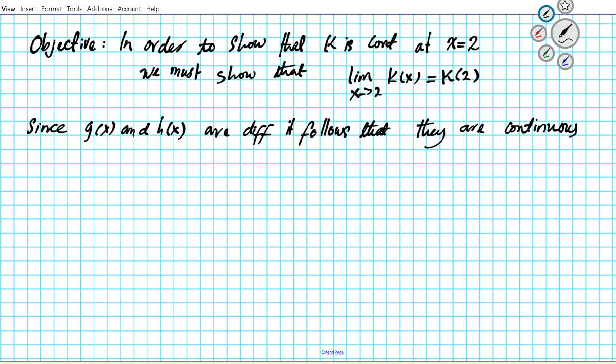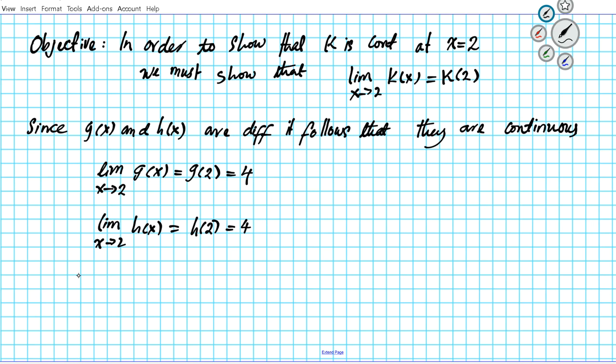So since they're continuous, that basically means that their double-sided limit as x equals 2 is going to be equal to the value of the function, okay? So this is going to be equal to g of 2, and we're given that this is 4. And the same applies to h also. Limit as x approaches 2 of h of x is going to be the same thing as h of 2, which is equal to 4. All right, so this is based on the fact that these two functions are continuous.